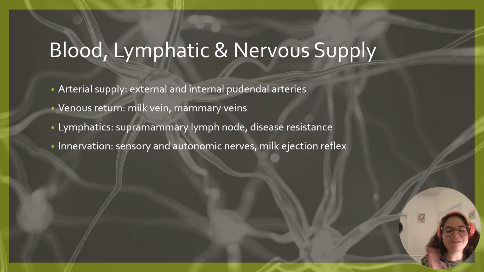For the blood, lymphatic, and nervous supply, the udder has a rich blood supply via the external and internal pudendal arteries, with venous return through the milk vein. Lymphatic drainage occurs through the supramammary lymph node, which plays a role in disease resistance. Innervation includes sensory and autonomic nerves essential for the milk ejection reflex, as well as physiological regulation.